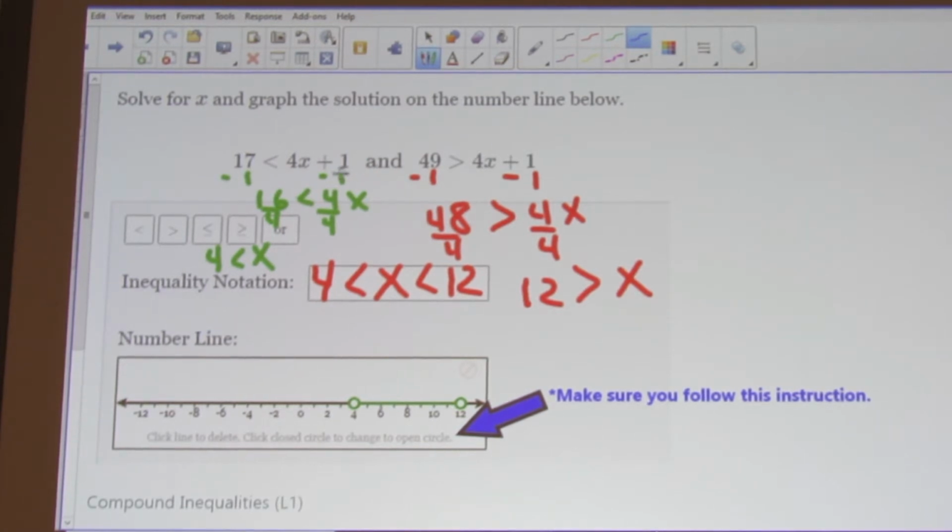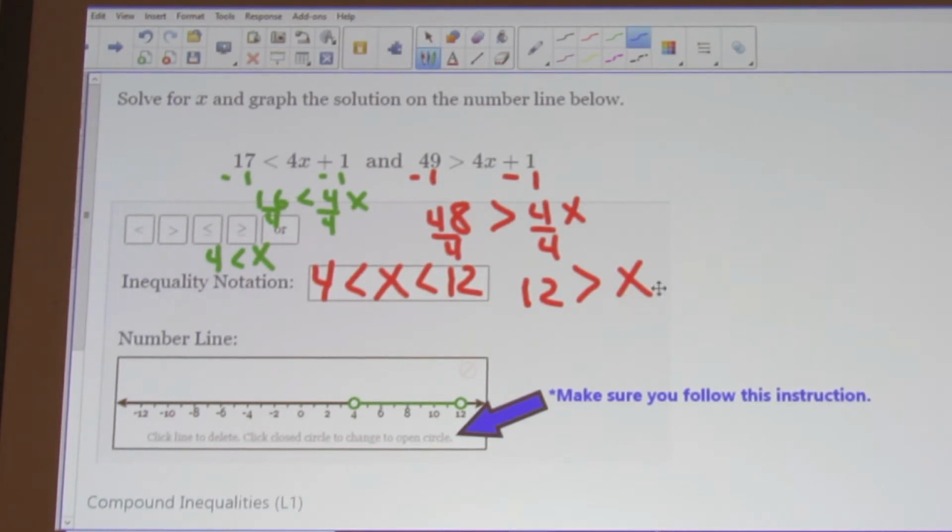So I did the work already. I subtracted 1 from both sides, got 16 is less than 4x, divided by 4, and quickly came up with 4 is less than x. Then I did the other inequality, and I added or subtracted 1 from both sides, got 48 is greater than 4x, divided by 4, and got this answer, 12 is greater than x.